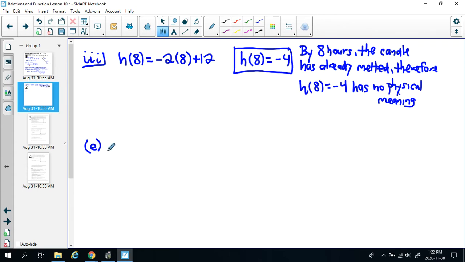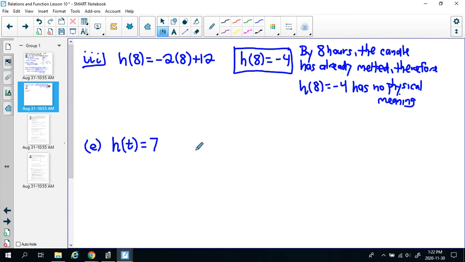Okay, so now we don't know how long that is. What it's saying is, how long does it take for the height of the candle to be 7 centimeters? So I start off by writing the function notation like this. What this means is the height of the candle after a time t would be equal to 7 centimeters, okay? And we're trying to figure out what that time value actually is.